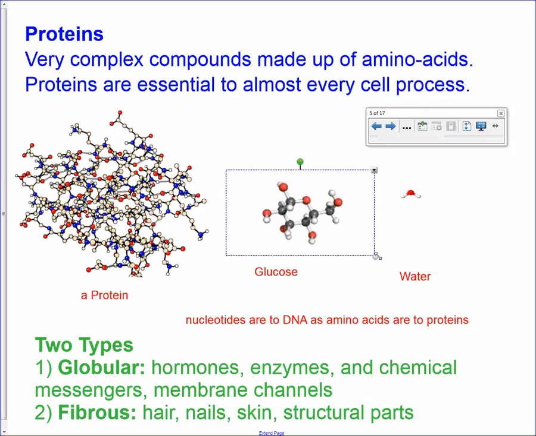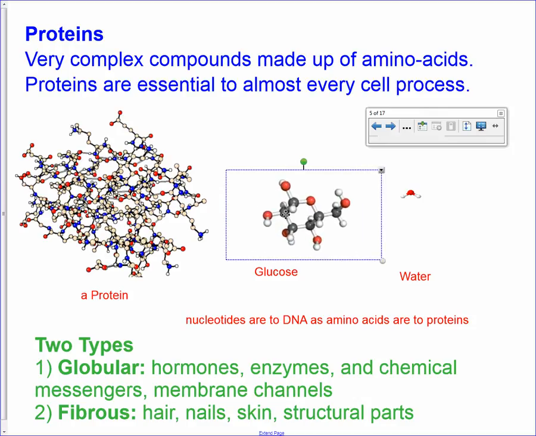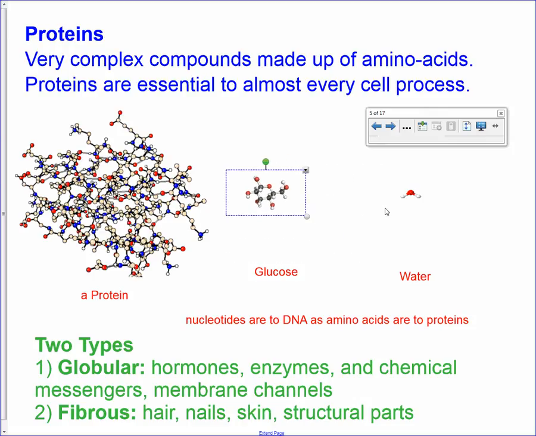Let's expand it so you can see it a little bit. Glucose is 6 carbons, 1, 2, 3, 4, 5, 6, and a couple hydrogens, which are represented by the white balls, and then a few oxygens as well. Lastly, we have water, which is very tiny. It's 3 atoms, 2 hydrogens and 1 oxygen. So you can see the size difference between proteins and other types of molecules that you might find.